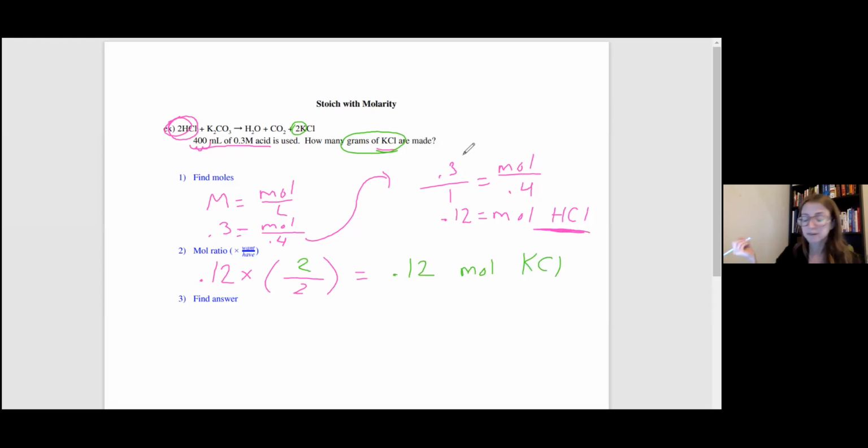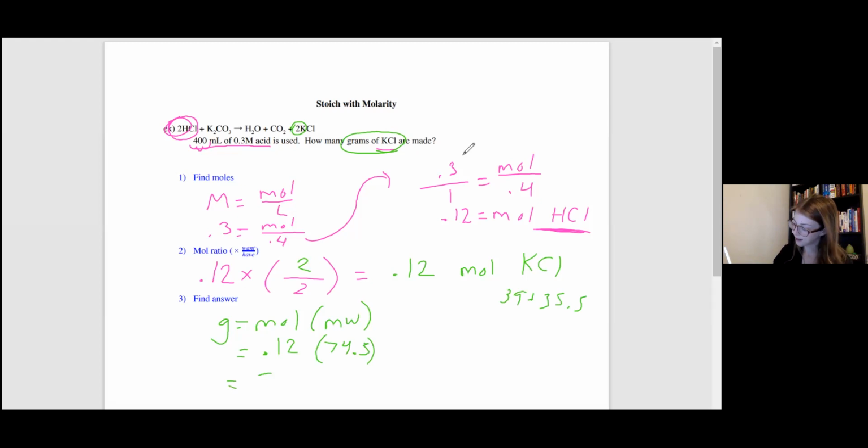Well, what is it they want? In this case, they want grams of KCl. So I'll use grams of KCl equals moles of KCl times molecular weight of KCl. My moles is 0.12 for KCl. K is 39, Cl is 35.5. So my molecular weight is 74.5. I will multiply that by the 0.12. And I get 8.94 grams.